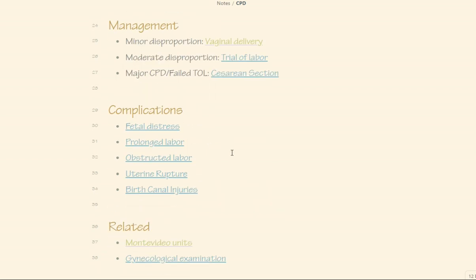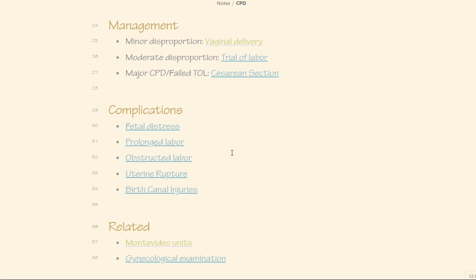So what can be the complications? Complications can be fetal distress because the head is getting compressed, delay in labor, and obstruction of labor. There can be uterine rupture due to excessive contraction and obstruction of labor, and there can be birth canal injuries because the baby's head is too big.